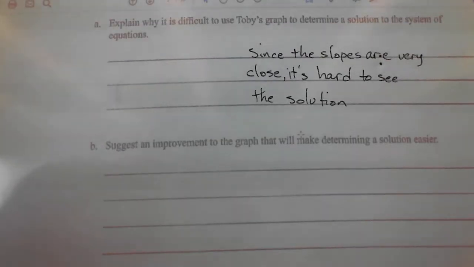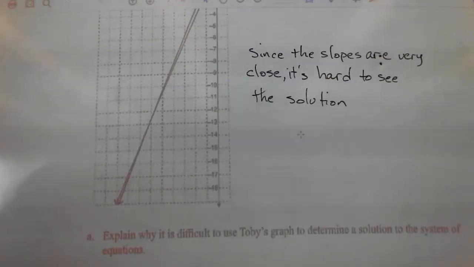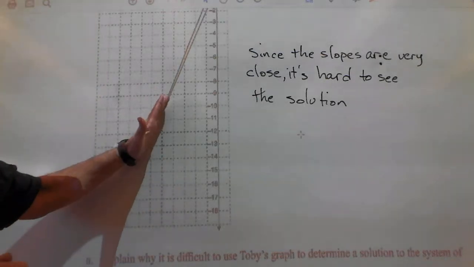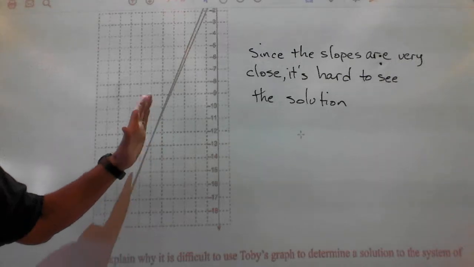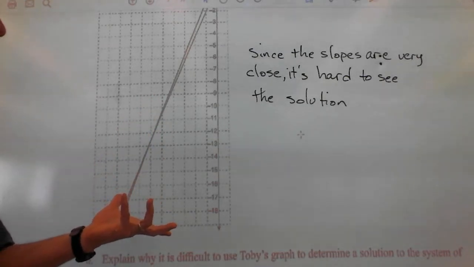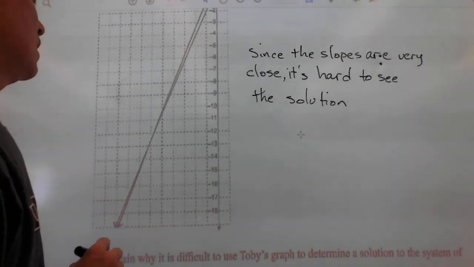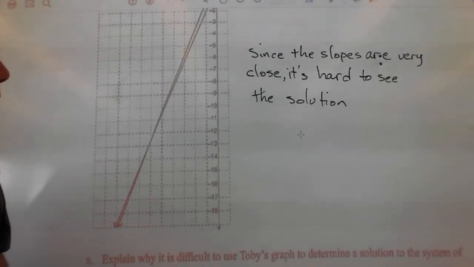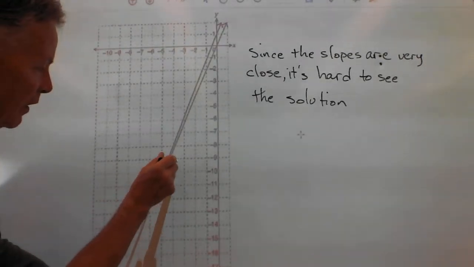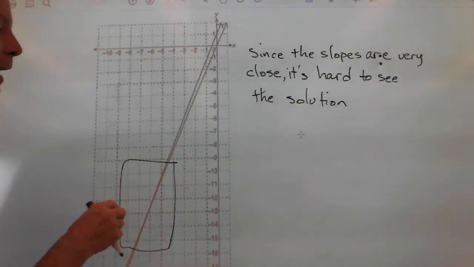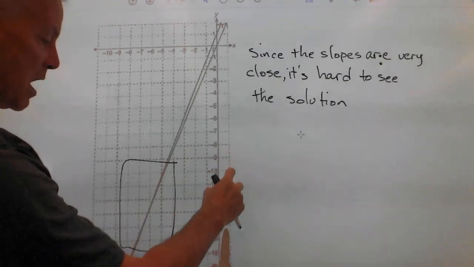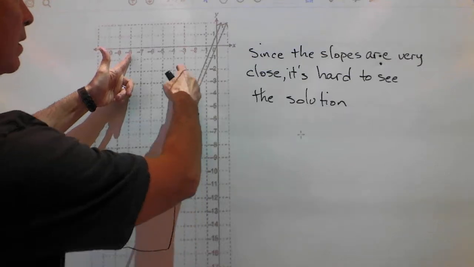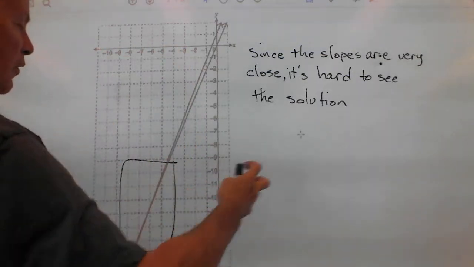Suggest an improvement to the graph that will make determining the solution easier. Well, if you were to change the scale, then it would make these lines much more apparent. It would make it much more apparent that they're different, okay? So if you were to change the scale, since we're only interested in this particular portion, which is where the lines cross, if you made your scale only go from, say, -9 to -18, and you made this scale go from -8 to -4, that would stretch things out a whole bunch more.